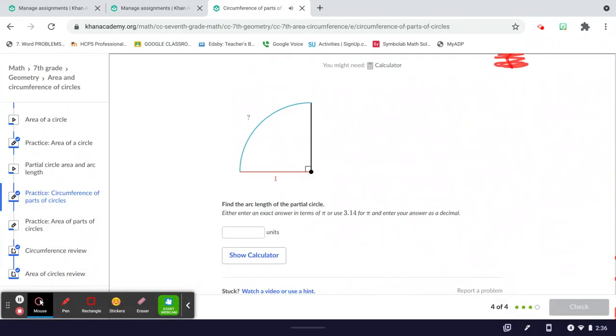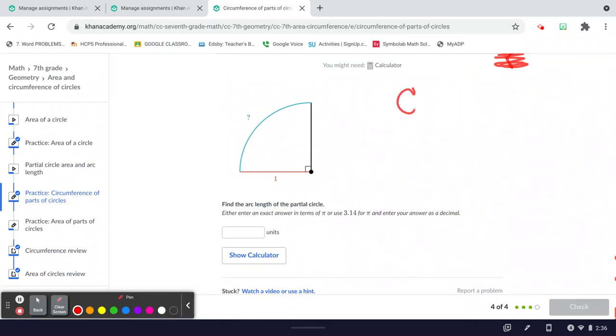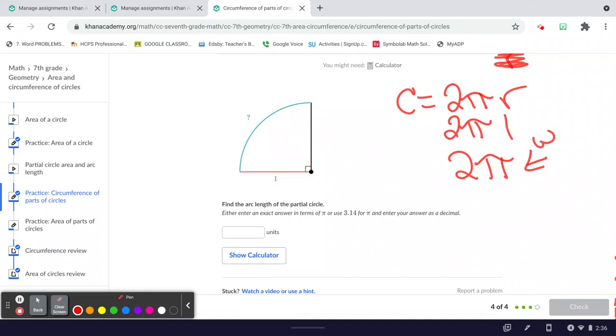Last one. On this one, we use that same formula again. C is equal to 2 times pi times r. Bring down my 2 pi. I know that my radius of this thing is 1. 2 times 1 is 2 pi. 2 pi would have been the whole thing. That would have been the whole circle. But we don't have the whole circle. We have 1/4 of the circle.